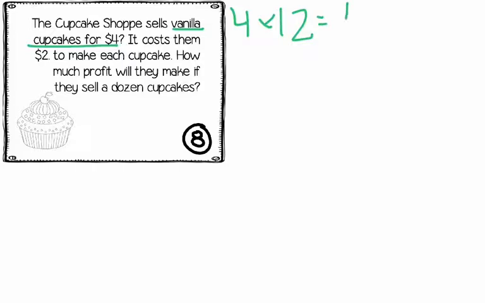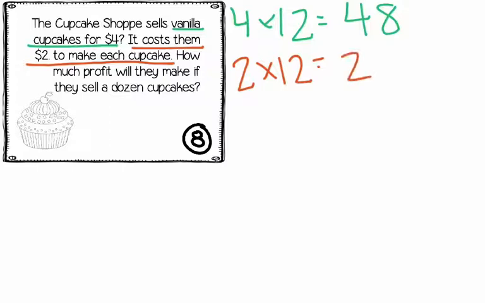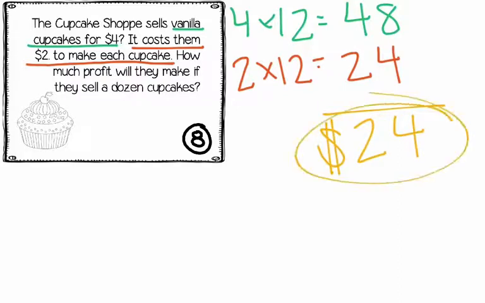So their income was $48. Now it cost them $2 to make each cupcake. So it cost them $2, and they made 12. So that'd be 24. Now I need to subtract to figure out the profit. My profit would also be $24 because 48 minus 24 is 24.